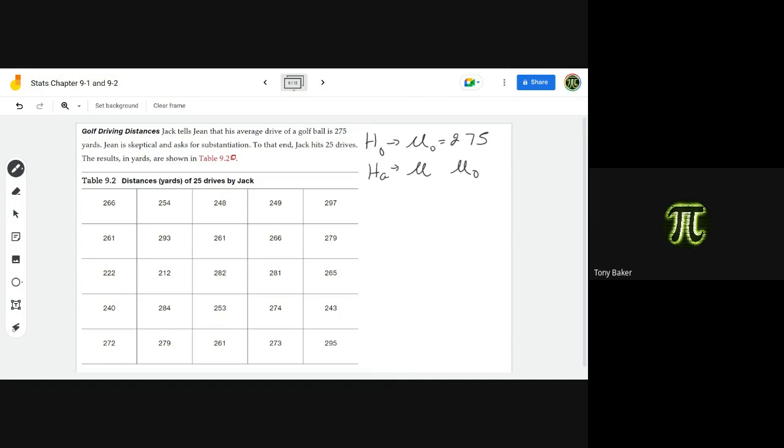So sometimes this one isn't totally clear. If you did not, that honestly would be fine in this situation. But using a little psychology, Jean assumes it's less than that. Jack's exaggerating a little bit. So she's going to think it's less than that, which means it's a what? It's less than, so it's a one tail and it's a left tail test, right? It's a left tail test.